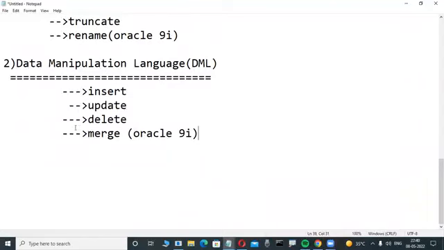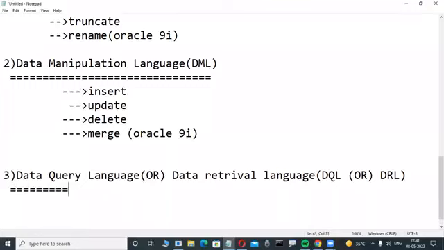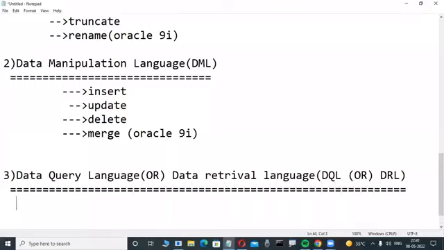Again, another sub language is Data Query Language, or Data Retrieval Language. This is also called DQL or DRL. Under DQL or DRL, the most important verb is there. What is that? Select.